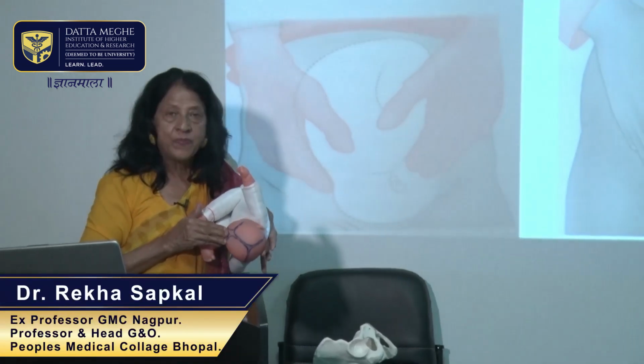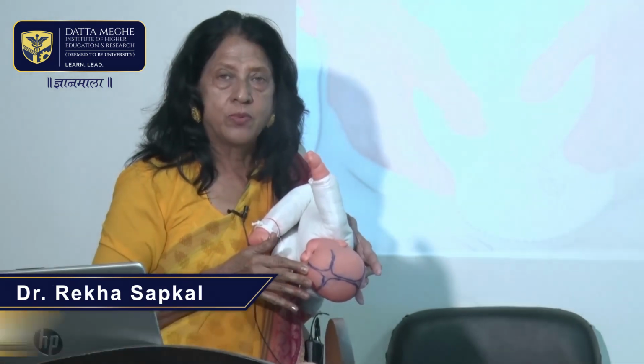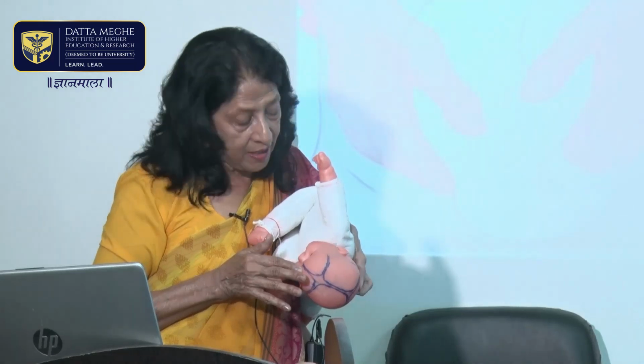In a well flexed head, the occiput is at the lower pole, and in a deflexed head, both sinciput and occiput are at the same level, or when the head is extended, it is not felt at all.